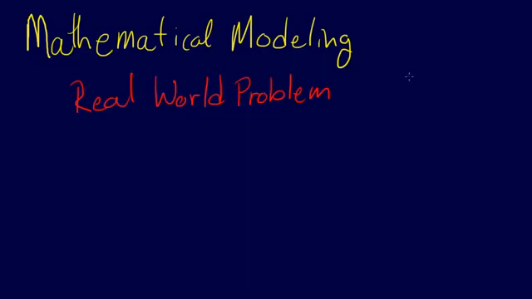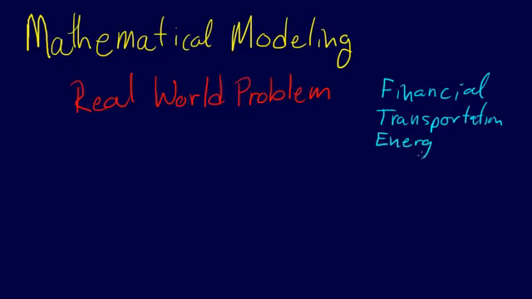Let's give some examples. It could be a problem from the financial industry. It could be a problem in transportation. It could be an energy problem. It could be an environmental problem.